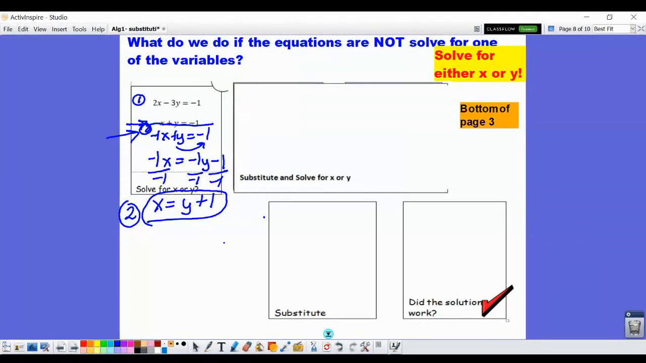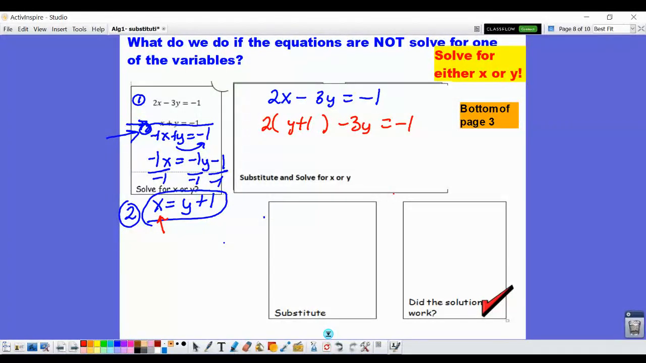Okay, so let's go ahead and substitute in. This time, we're going to be substituting into the top equation. So let me go ahead and write that top equation out. Now, since this is x, it is not going to go next to the 3. It's going to go in by the 2 because it's x. So 2 parentheses minus 3y equals negative 1. I have a y plus 1.